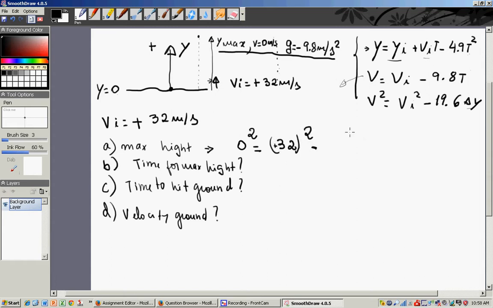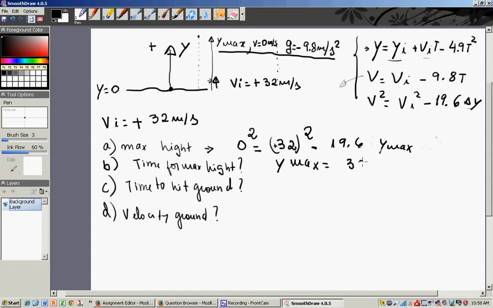The initial velocity is what? Plus 32 squared. Very good. And how about the rest? Delta y is equal to what? Final position minus initial position, and then this equation allows me to determine y max. So y max minus 0 is equal to y max, right? Y max minus 0 is y max, so I don't need that.